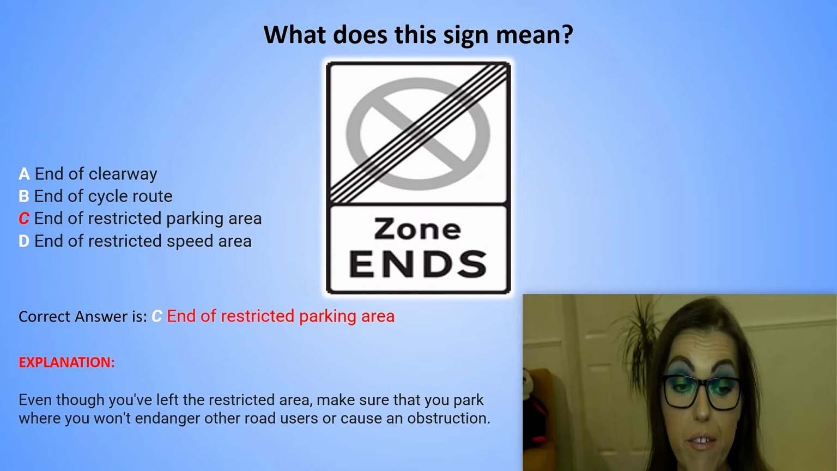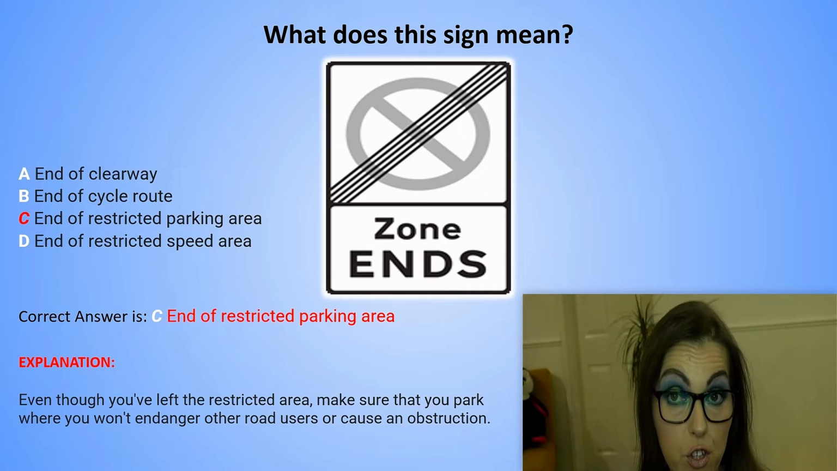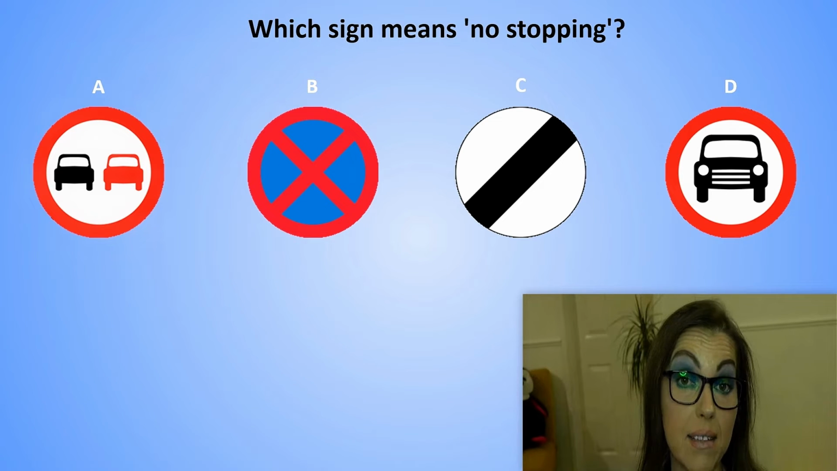Explanation. Even though you've left the restricted area, make sure that you park where you won't endanger other road users or cause an obstruction. Next question. Which sign means no stopping? Sign A, sign B, sign C, or sign D?